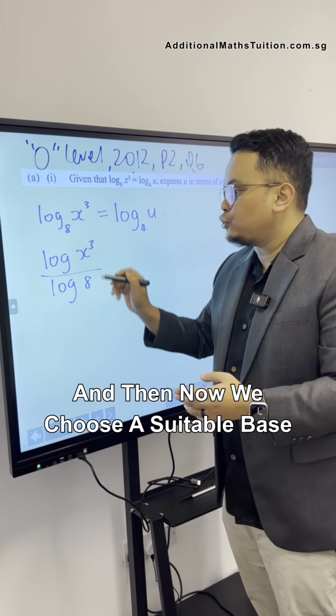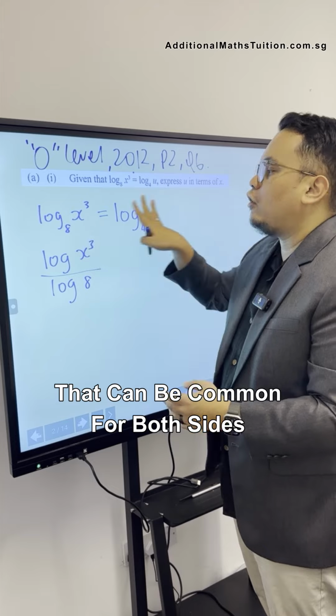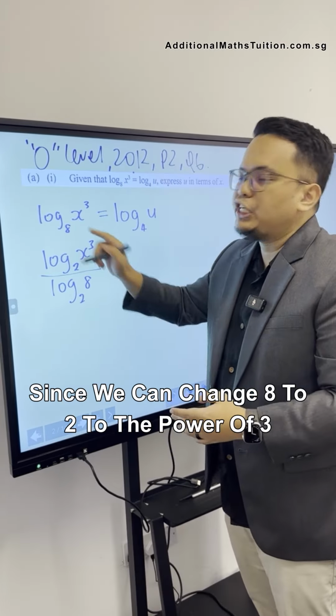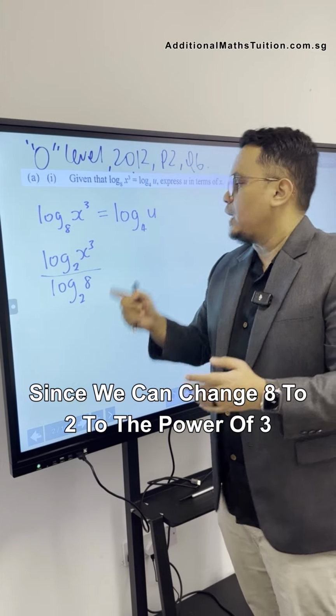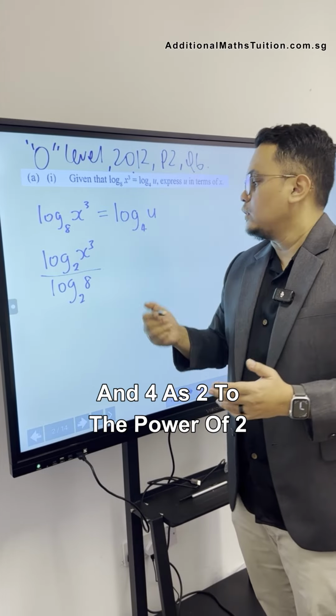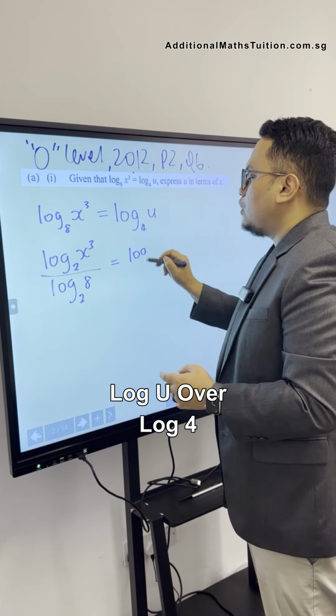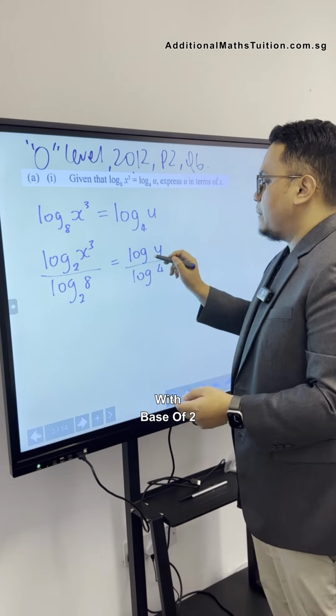And then now we choose a suitable base that can be common for both sides. So 8 and 4, a common base would be 2, since we can change 8 to 2 to the power of 3, and 4 as 2 to the power of 2. So we'll do the same on the right hand side, log u base 4. So it'll become log u over log 4 base 2.